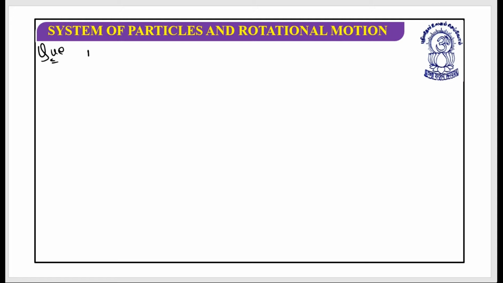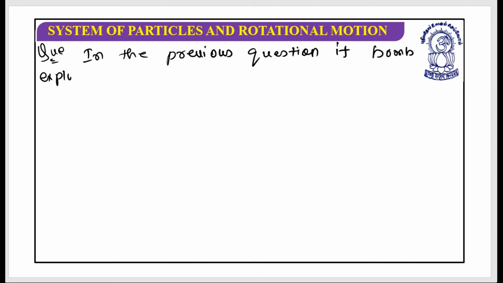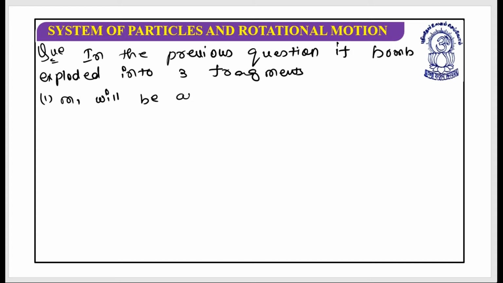Let's have a look. In the previous question, if the bomb exploded into three fragments, first M1 will be at rest instantaneously, or I should say at that instant. M1 will be at rest at the instant of explosion.